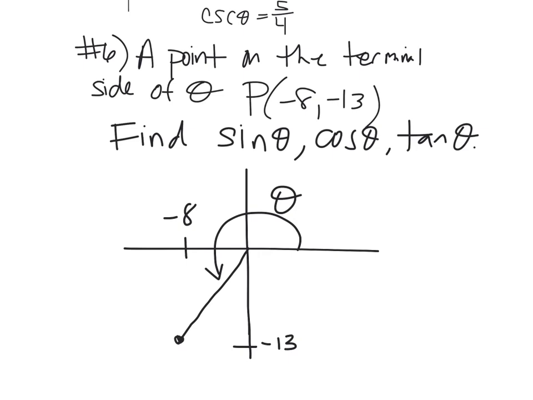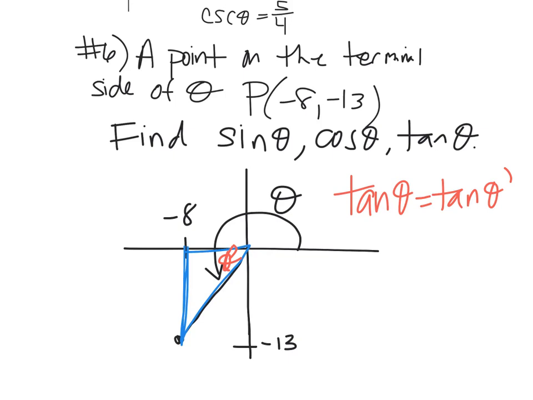All right, so here's theta, terminal side of theta. Now, I can't make a triangle out of this, right? But what I can do is I can make a triangle here. And then I can use this angle in here, which is theta prime. It's theta's reference angle. So if you were to take the tangent of theta, it's going to equal the tangent of theta prime. So then we make a triangle.